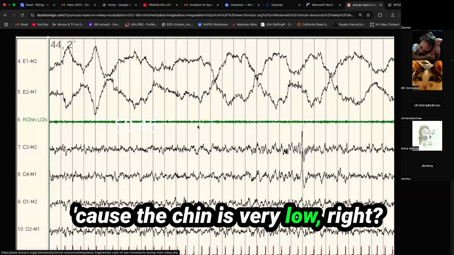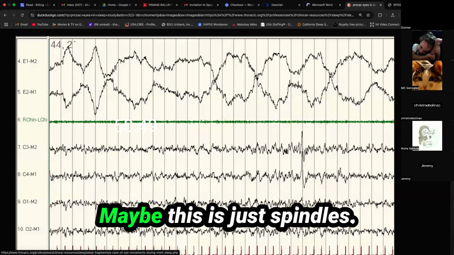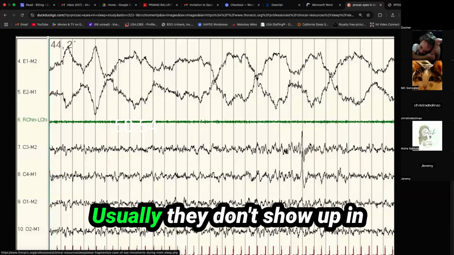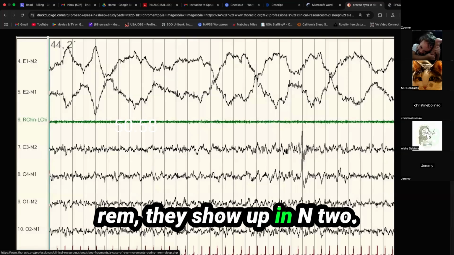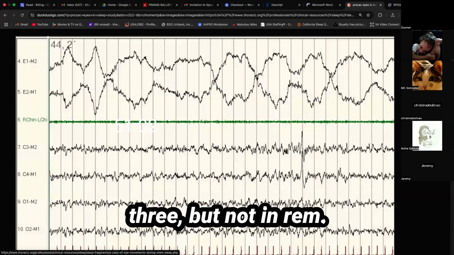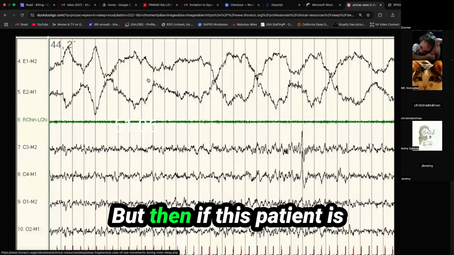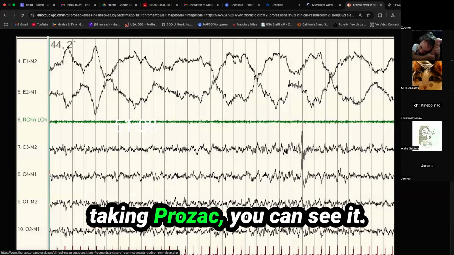Because the chin is very low, right? And this is not a clear K complex. Maybe this is just spindles. Spindles, usually they don't show up in REM. They show up in N2. They can show up in N3, but not in REM. I've never seen them in REM. But then, if this patient is taking Prozac, you can see it.